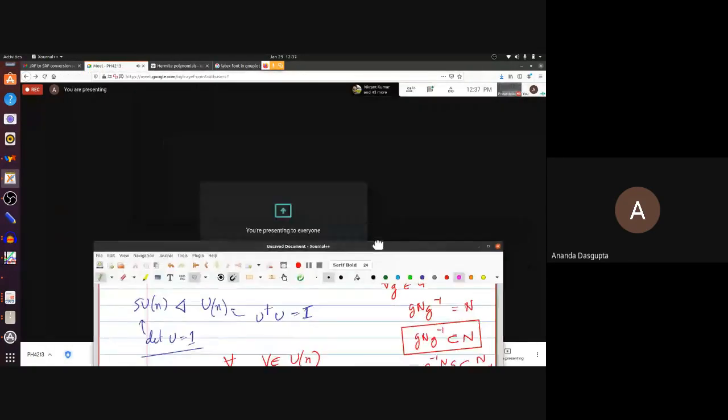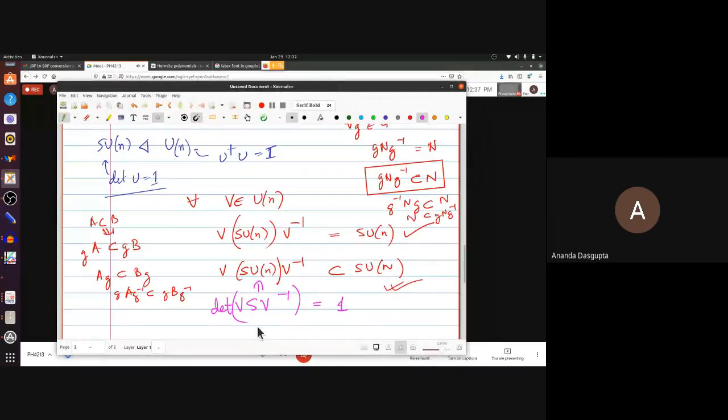And that means every element of V S V inverse is an SU(N) matrix. So V SU(N) V inverse is contained in SU(N). That's what you have really proven, right? That every element of the set on the left belongs to the set on the right. So one is contained in the other. Done. And that's all you need to show for a normal subgroup.